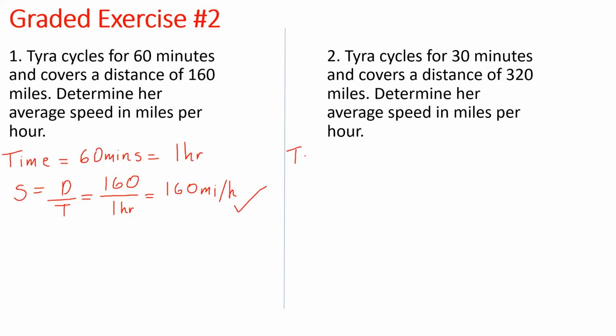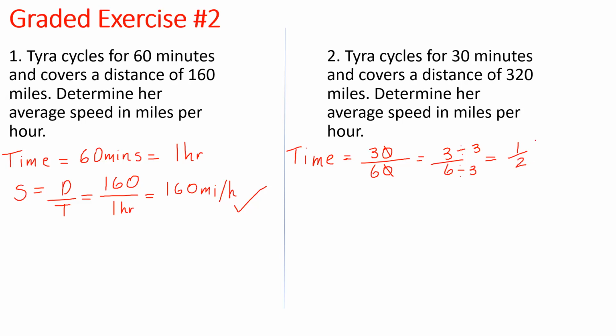Now for number two. Number two says time is going to be 30 minutes. How do we convert 30 minutes into an hour? We have to divide by 60. Then we simplify by canceling out the 0. We are left with 3/6, which we can divide by 3, leaving us with 1/2.